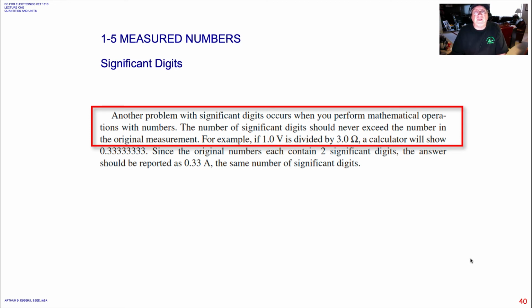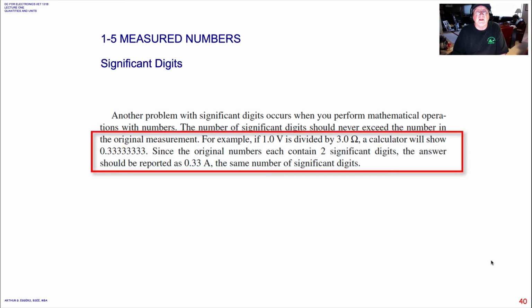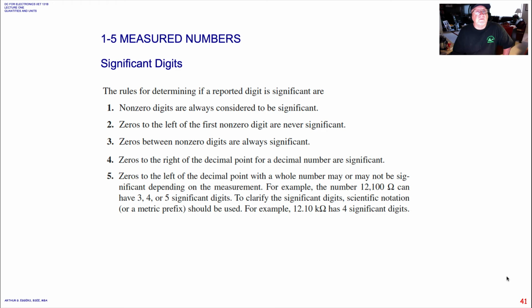Another problem with significant digits occurs when you perform mathematical operations with numbers. The number of significant digits should never exceed the number in the original measurement. For example, if 1 volt is divided by 3 ohms, a calculator will show 0.333333, and it can go on ad infinitum. Since the original numbers each contain 2 significant digits, the answer can only be reported as 0.33, so it can only be 33 hundredths of an amp, the same number of significant digits.